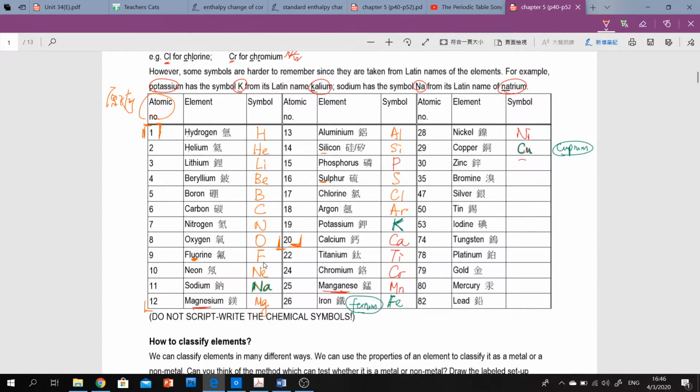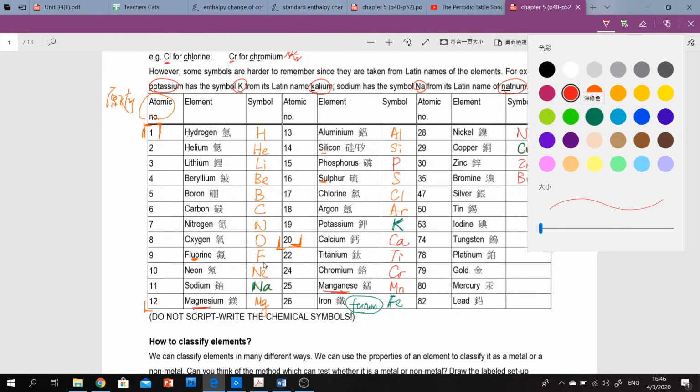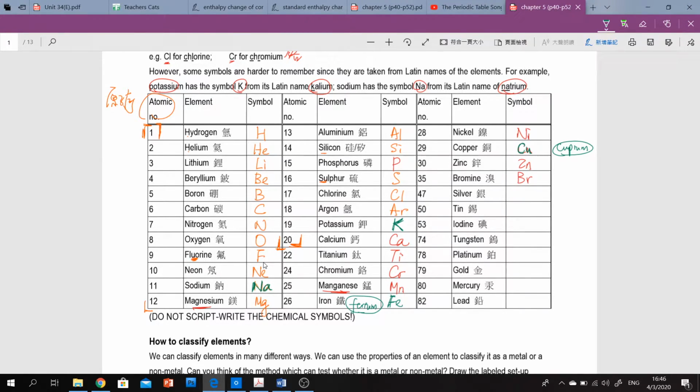Zinc is Zn. Bromine, Br. While you may find those others, they are very strange because they were discovered very early. At that time, people in the European countries usually talked to each other using Latin, or some of them come from Greek. So you may find those symbols very strange.